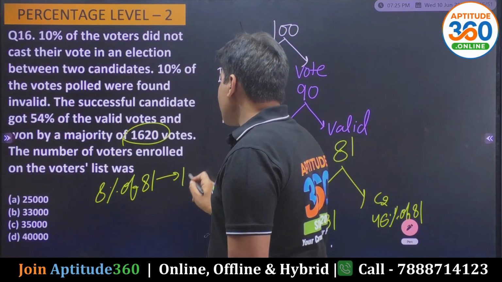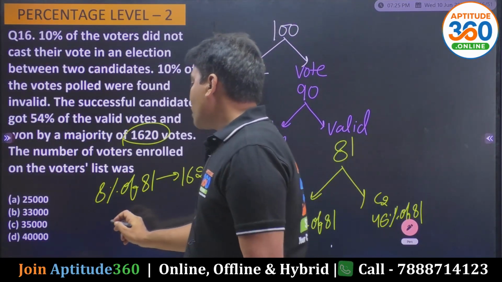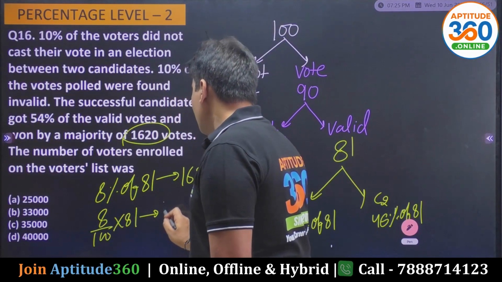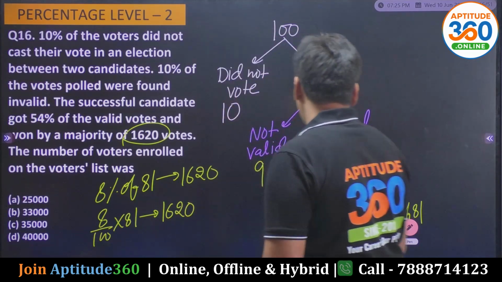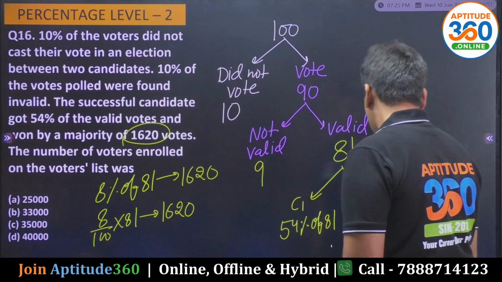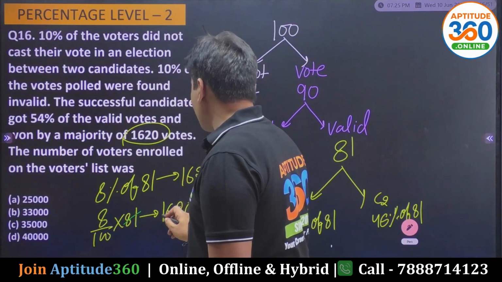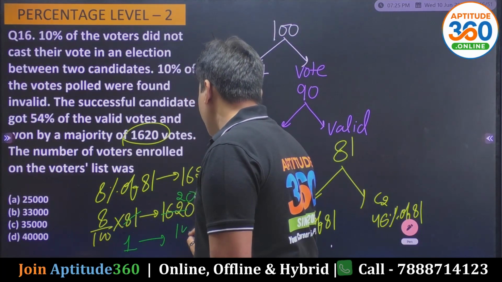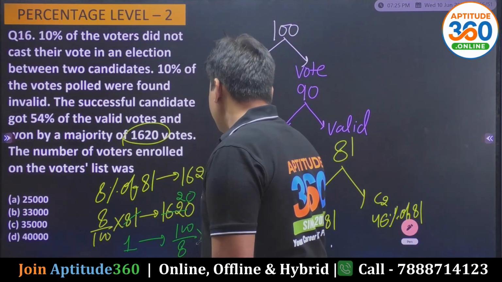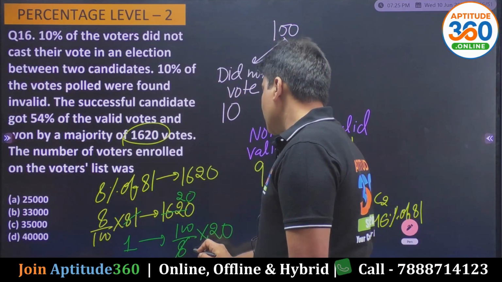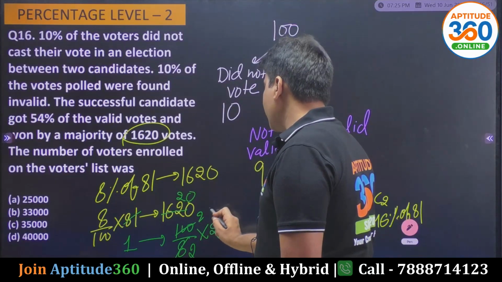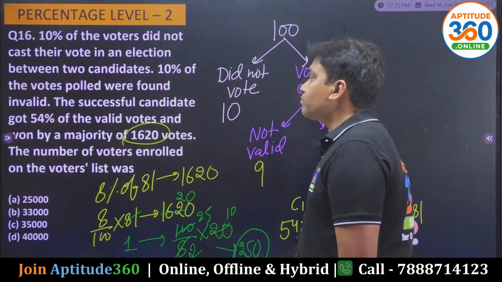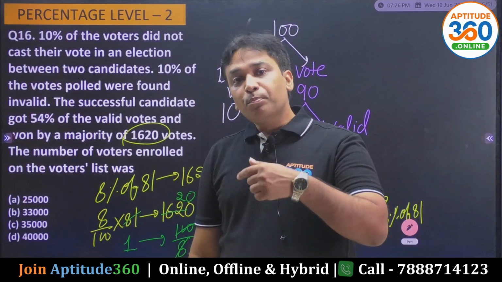But as per the problem, this is what? 1620. So 8 upon 100 into 81 is equal to 1620. And as per the problem, if you look at it, this is 81, 8 into 20. So R1 is going to be 100 upon 8 into 20, which is 250. So R1 is 250.